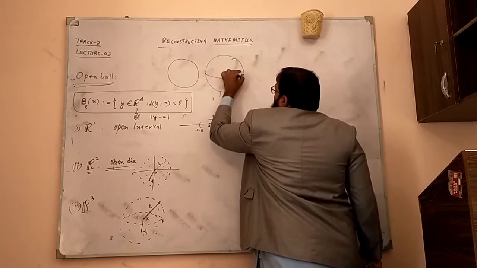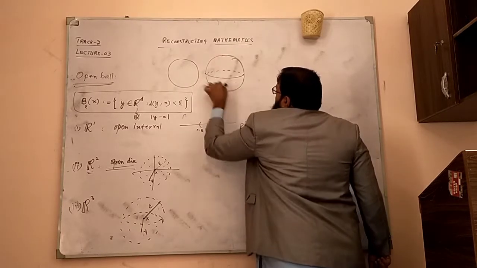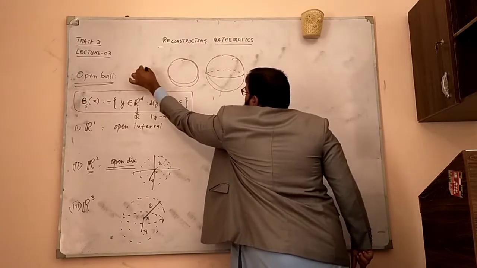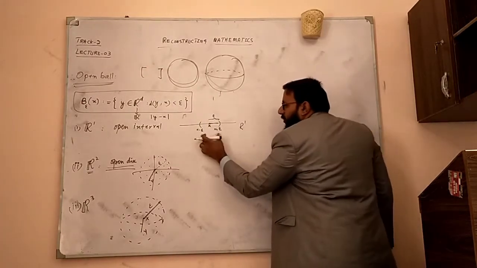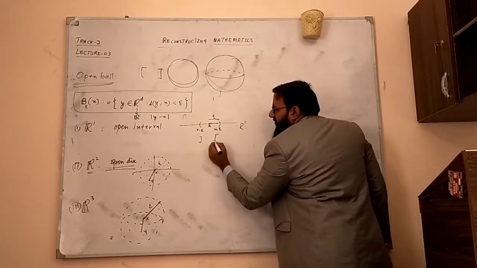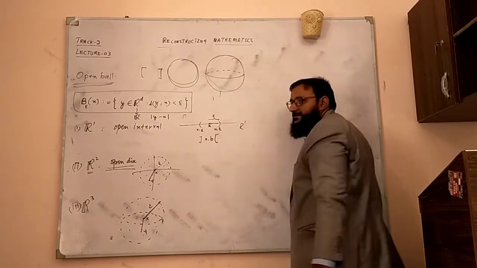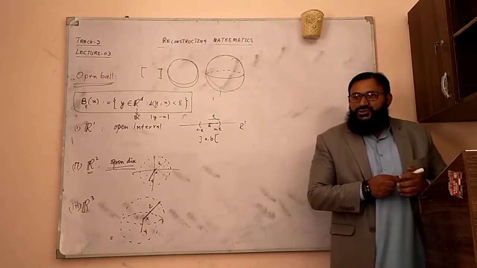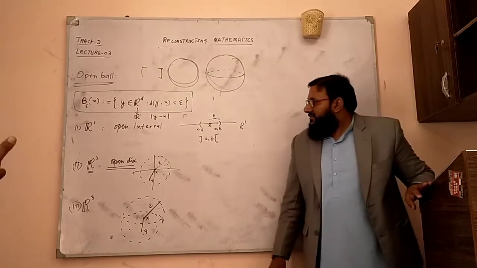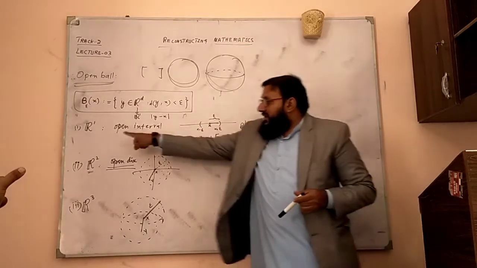And you do like this. This is closed. This is closed. And in R1, this is closed. Sometimes in R1, the open is written in this way. You know very well, this is open interval. So these are some sort of open balls in R1. So in R1, the distance is in mod notation. It is only in R1.